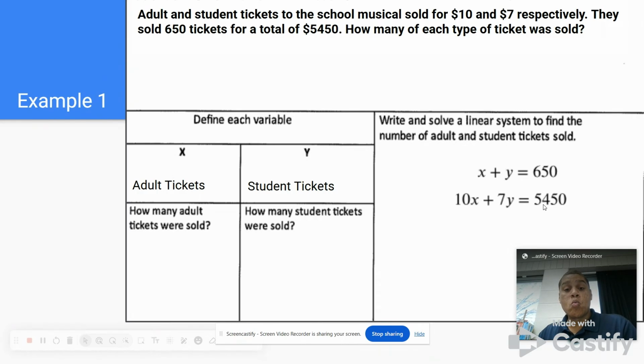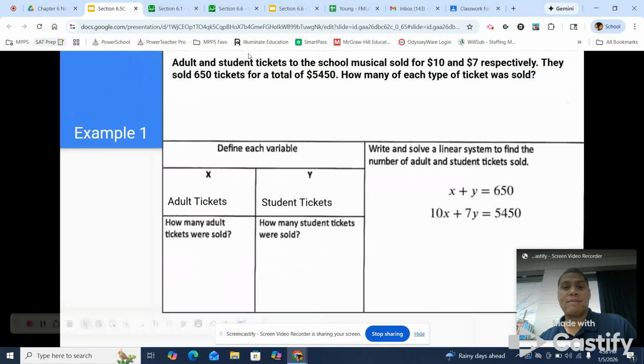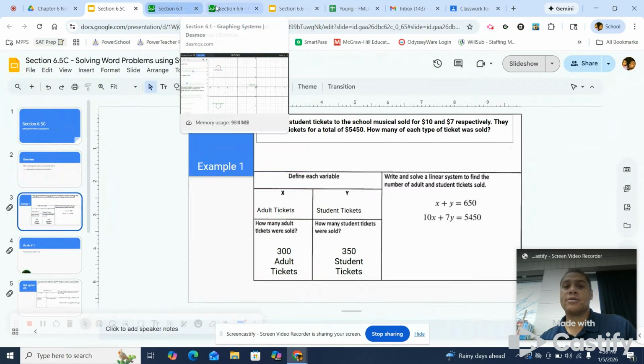Now, when it comes time to solve it and actually figure out how many adult tickets were sold and how many student tickets were sold, well, we've got our four methods for solving. Graphing, you could graph it. Substitution, you could substitute it. You could eliminate it or throw it into Desmos, and you can guess what I'm using. Yeah, I'm throwing it into Desmos. Look, I even got it loaded up right here.